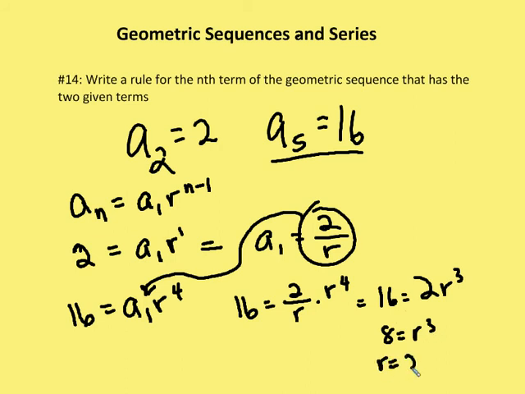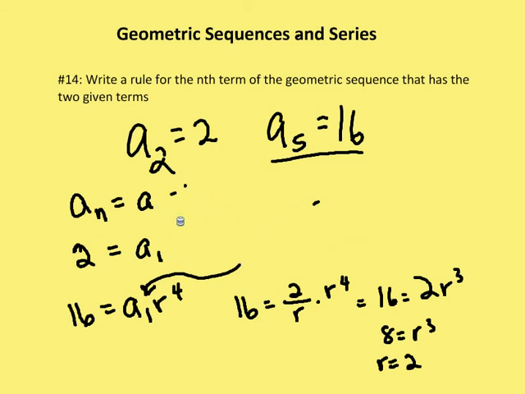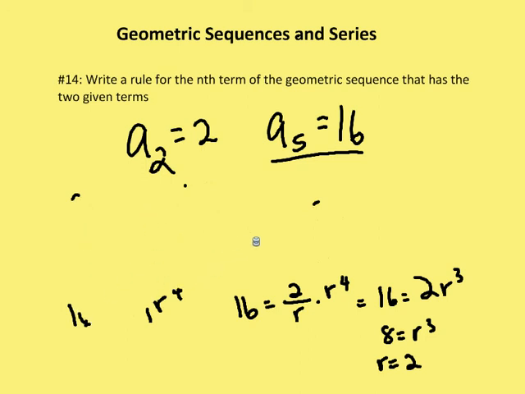Now r is equal to 2. I take the cube root of 8. Cube root of 8 is 2. So now I know that my common ratio, or my constant ratio, is 2. I can find out what a sub 1 is. So I'm going to erase this. I know that the common ratio is 2.